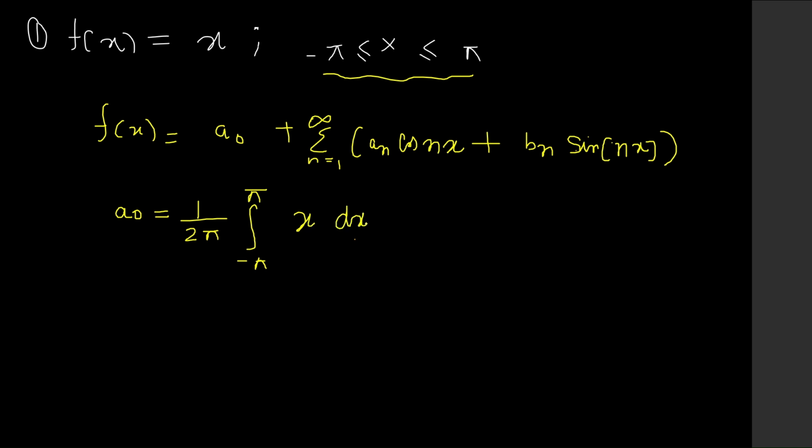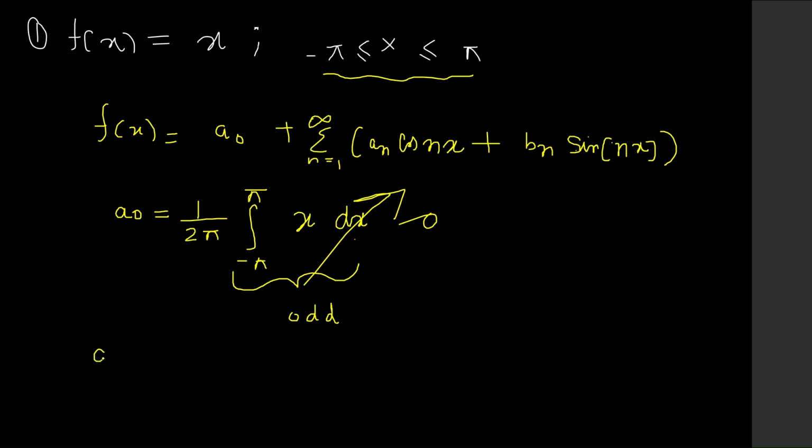So here is our formula. Firstly, we are supposed to find the values of the constants only. We are provided the formula; now we only have to copy and paste our constants here. So a naught will be 1 upon 2 pi integration minus pi to pi f of x, which is x dx. Just by intuition, you can clearly see this function is odd, and for an odd function with limits from minus a to a, the value of this integral will be 0. So a naught will be 0.